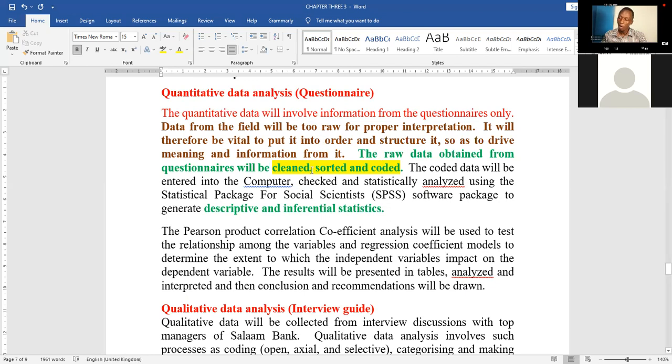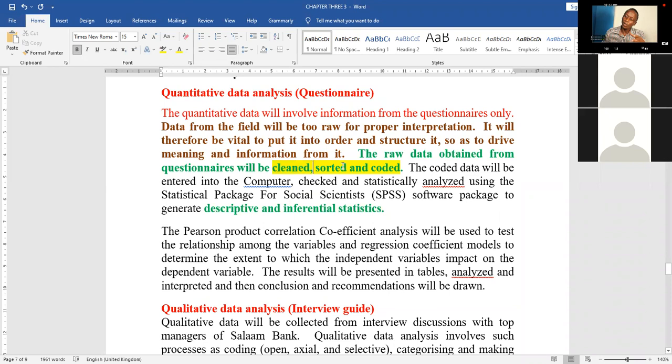Okay, so after cleaning, of course, I've already explained what cleaning is. Just when you're collecting the questionnaires from the people, and then you realize that some questionnaires have mistakes, you have to omit them, you have to throw them away. That is cleaning. That means that you're going to keep only the questionnaires that have good information, that don't have mistakes, and that is what you call cleaning.